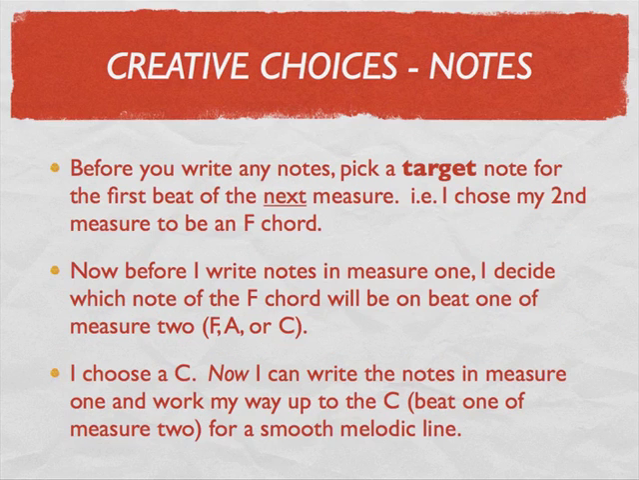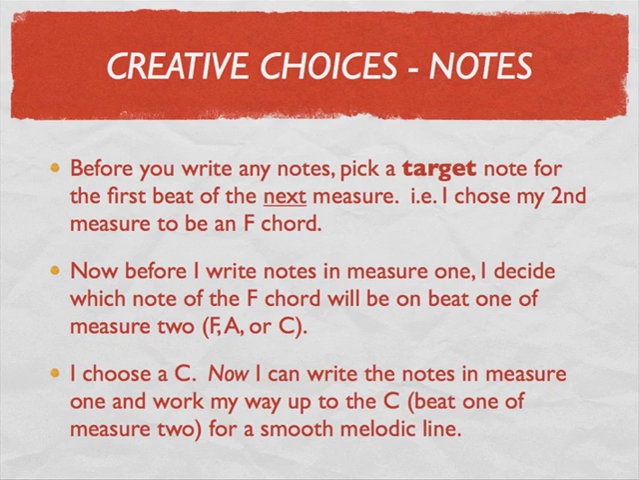And then we're going to pick the notes. So before you write the notes in the first measure, you've got to figure out where you're going to go. So we pick the target note for the second measure. And it can be any note that's in that chord. So in this example, my second measure is an F chord, so I can have an F, an A, or a C on the first beat.